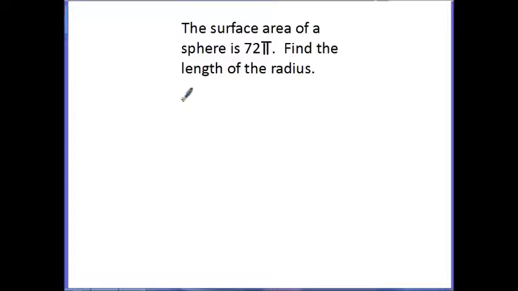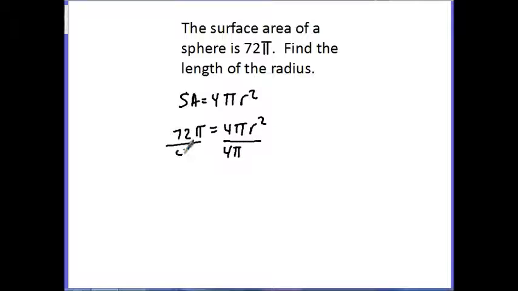Well, here we go. We know our surface area formula is the surface area is going to equal 4 times pi times radius squared. So 72 pi equals 4 pi radius squared, and let's divide both sides by 4 pi. Those pi's are going to end up canceling out. And when I go ahead to reduce that, 72 divided by 4 is going to end up giving me 18 equals my radius squared. Go ahead and square root that and simplify. It's 9 times 2, which simplifies to give me a radius of 3 square root 2.